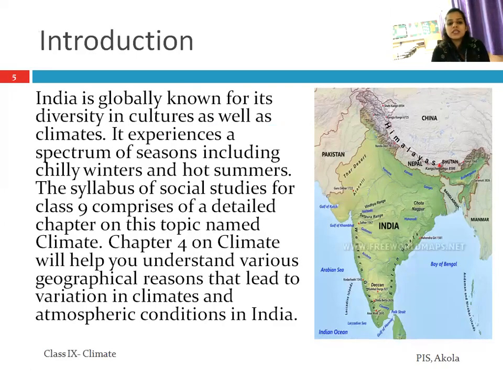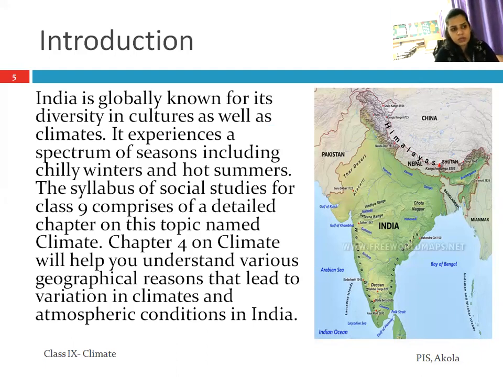So the chapter has got the basic introduction. On the right hand side of your screen, you can check the Indian map, which shows oceans, regions, different plateaus, different landforms. India is globally known for its diversity in culture as well as climates. It experiences a spectrum of seasons, including chilly winters and hot summers. The Social Studies syllabus of Class 9 comprises a detailed chapter on this topic named climate.